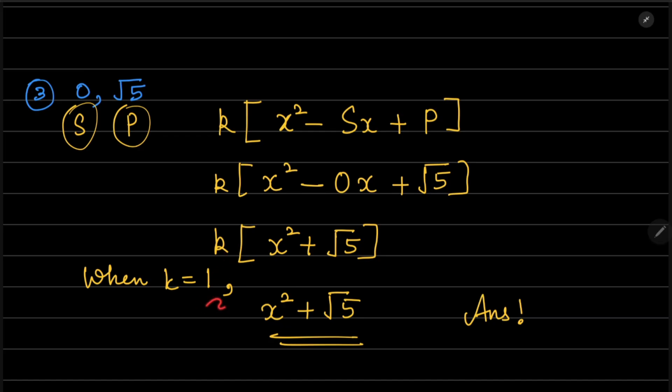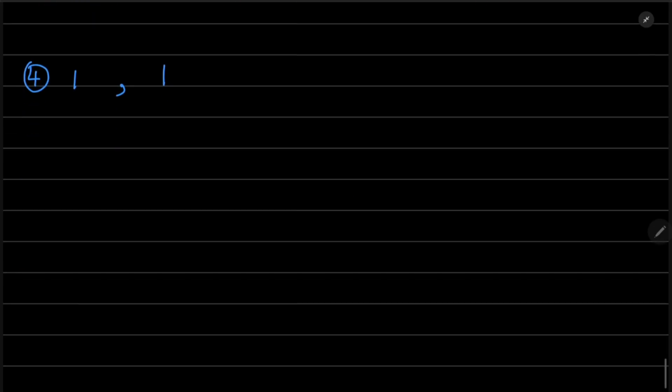Again, if you are taking k as 2, what will be the answer? 2x square plus 2 root 5. That's also right. Any answer is correct. But make sure you write the formula, then substitute it in the next step and then solve it. Okay. Let's move on to the fourth question.